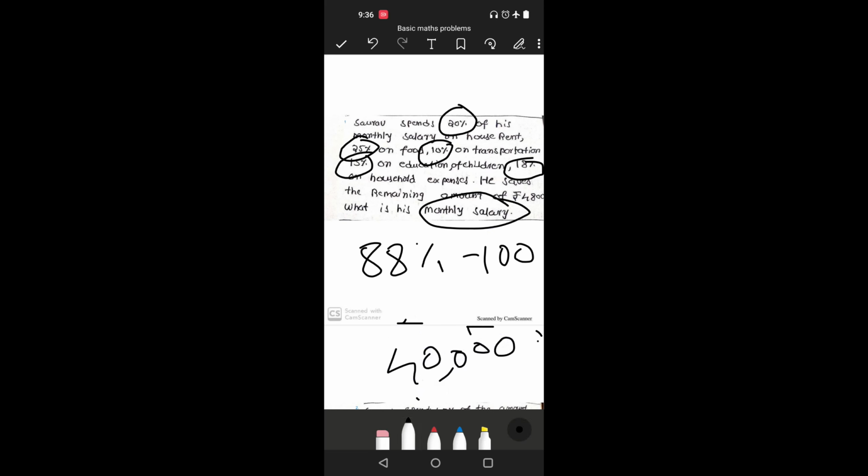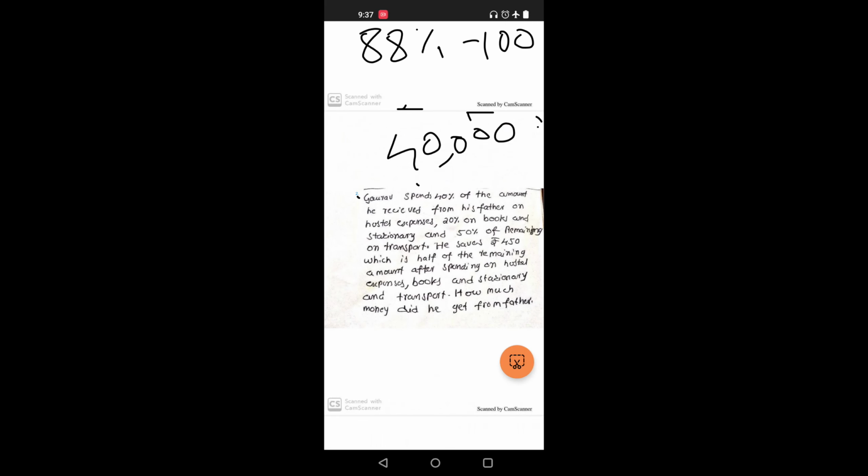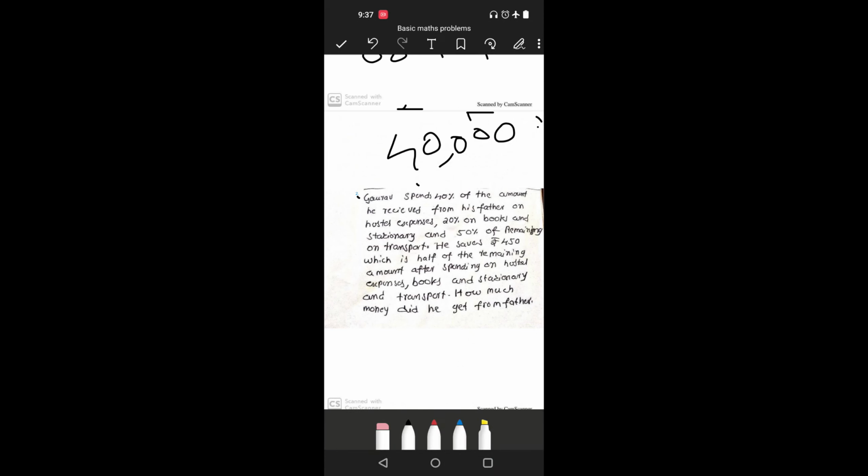So I'll go for the next question directly. Gaurav spends 40% of the amount he receives from his father on hostel expenses, 20% on books and stationery, and 50% of the remaining on transport. He saves 450, which is half of the remaining amount after spending on hostel expenses, books and stationery, and transport. So how to solve this?